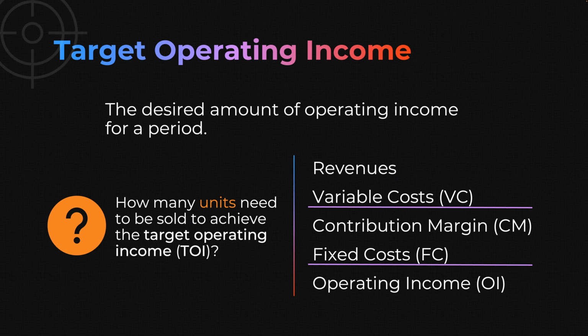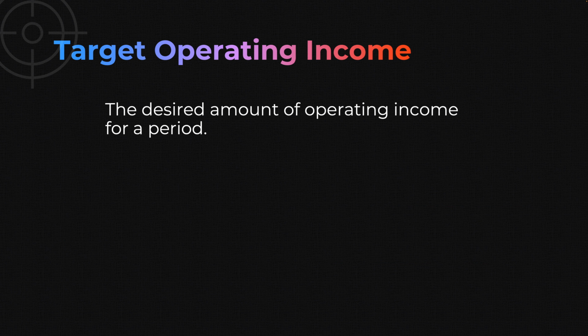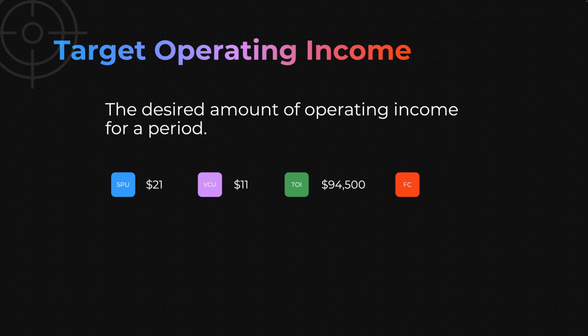Let's do an example to demonstrate. Let selling price per unit equal $21. Variable cost per unit will equal $11. The target operating income will equal $94,500, and the fixed costs will be $10,000.